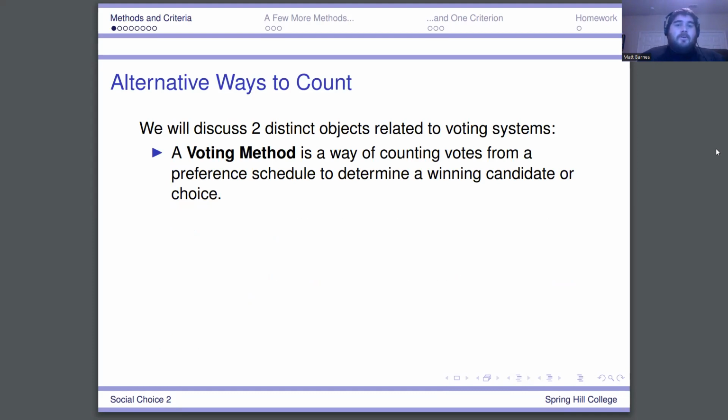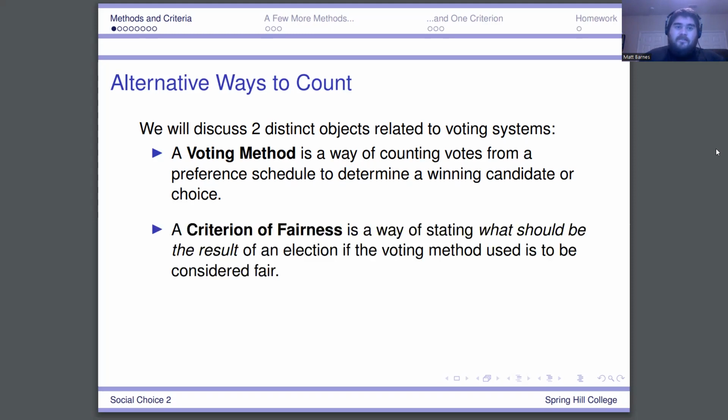So we're going to talk about two distinct things. One we've already talked about, and that's voting methods. This is a way of taking a preference schedule. Everybody votes, they list their preferences, we gather all that information, we put it in a preference schedule, and then we use that to determine a winning candidate. That is the voting method: how we count those votes.